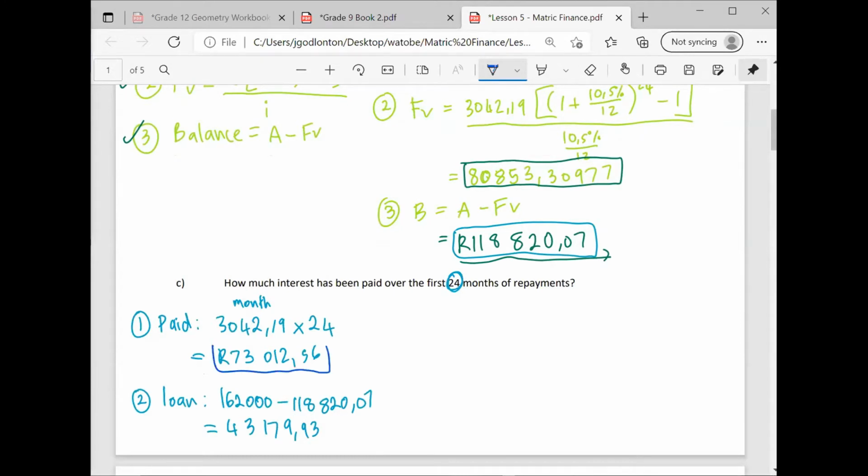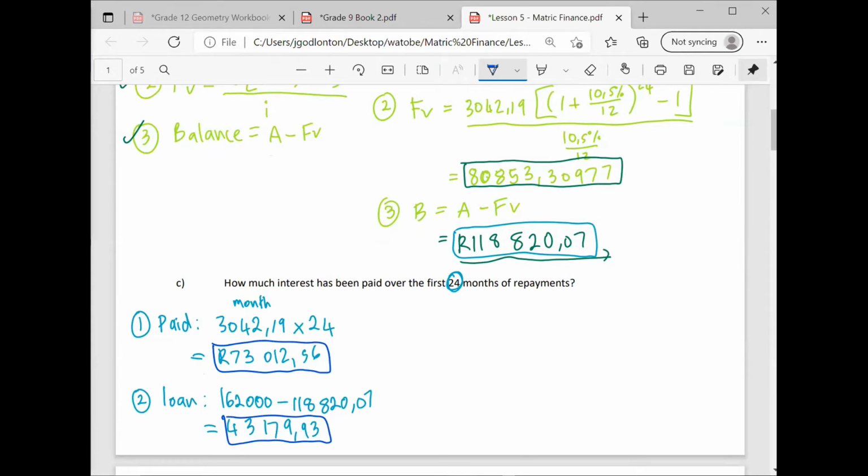This is what I have physically paid from my pocket into my loan. So every month I've been putting money into my loan. This amount here is what has actually been paid off my loan. So that's how much I have reduced my loan by. That's what I've paid off my loan.